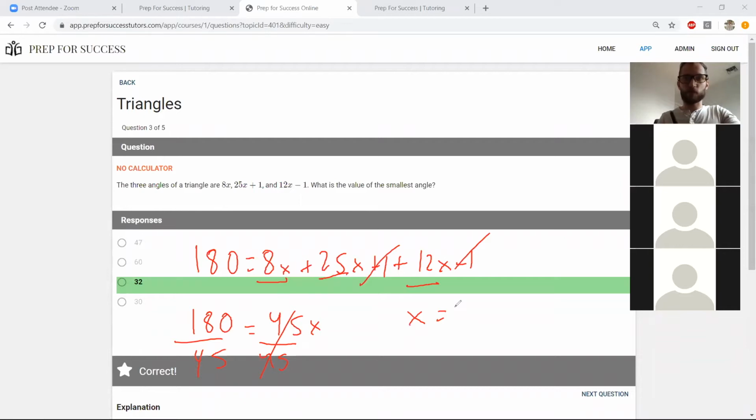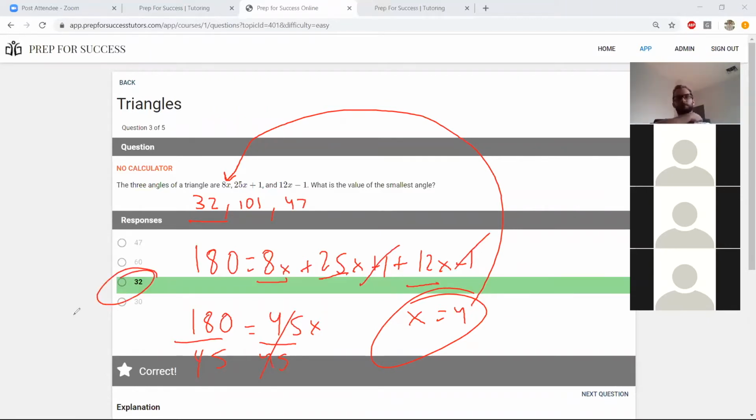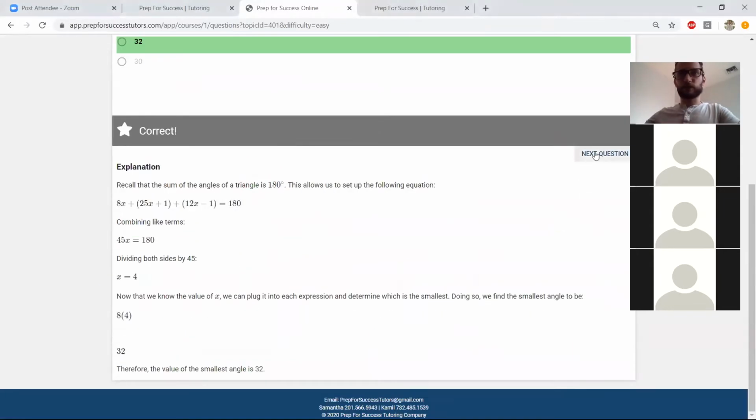x equals 4. Now once I have x equals 4, I go back and plug it into all of my angles. So 8 times 4, 32. 25 times 4 plus 1 is 101. 12 times 4, 48 minus 1, so 47. And then which one is the smallest? 32. Okay. Any questions, issues, or concerns? For the most part, you guys are okay with that. All right.